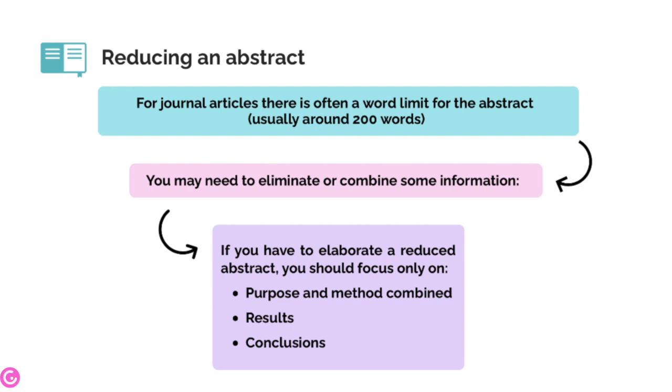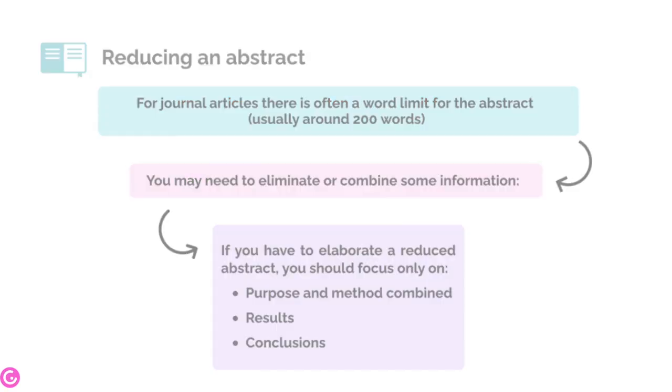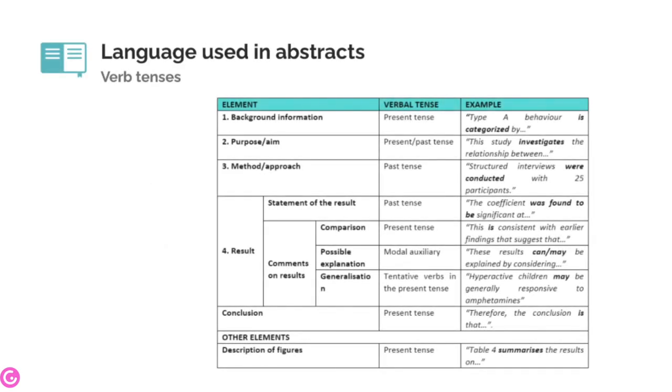If you have to elaborate a reduced abstract, you should focus only on 2 or 3 elements: the purpose and method combined, the results, and the conclusions, with the emphasis placed on the results of the study. Since each of the elements in an abstract respond to a specific objective, they use different language structures and verbal tenses. Take a look at this table.